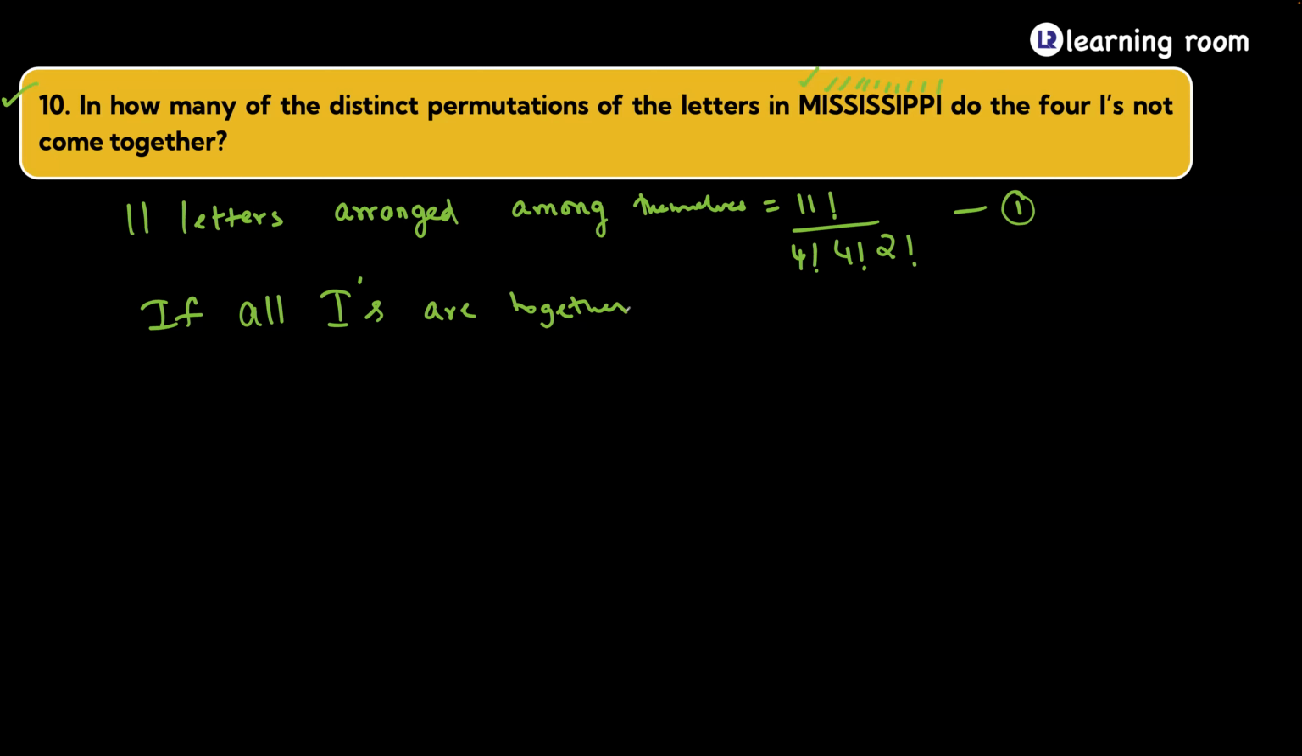If all I's are together, how many I's can be together? 4 I's.